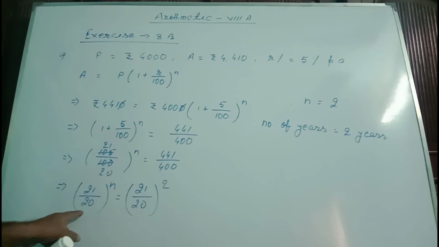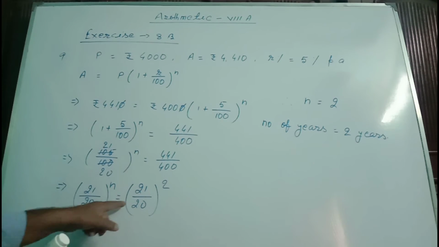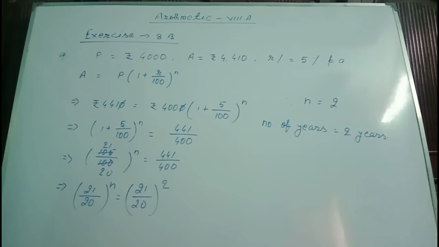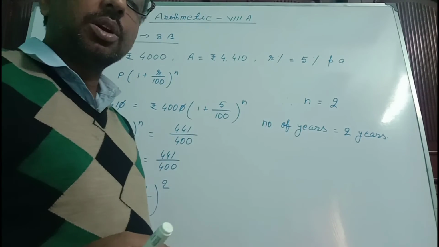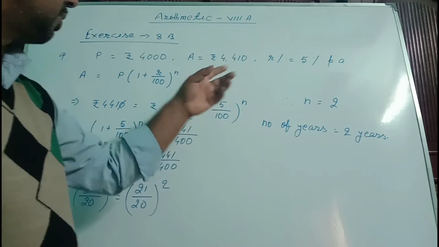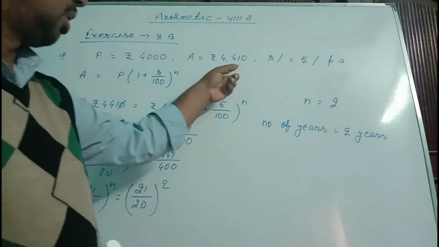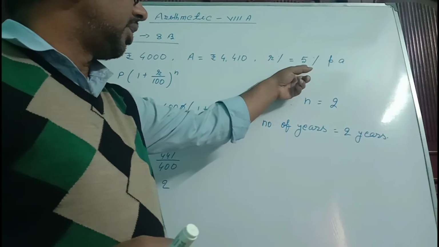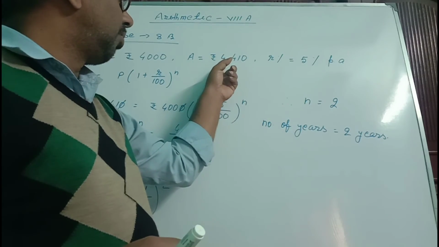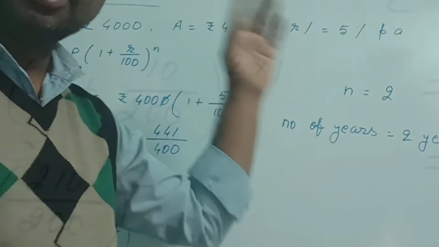Now the base is same, common base, 21 by 20 and 21 by 20 both are cancelled. Therefore n equal to 2. So the number of years equal to 2 years. In 2 years this much principal with a 5% rate of interest will be 4,410 as the amount.